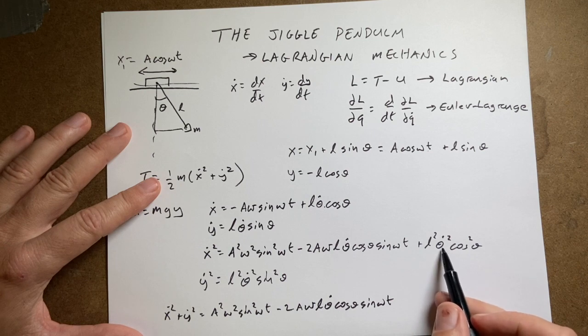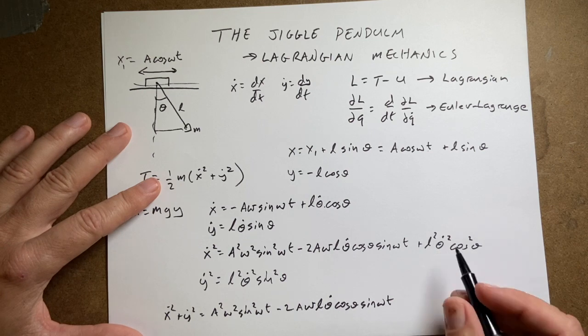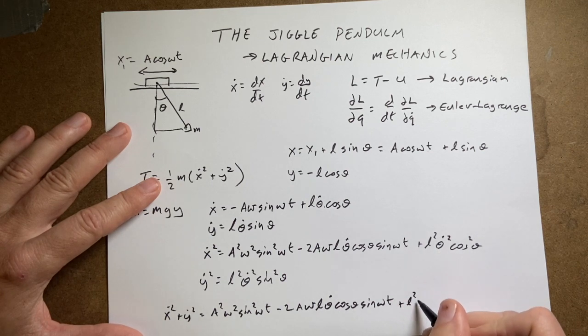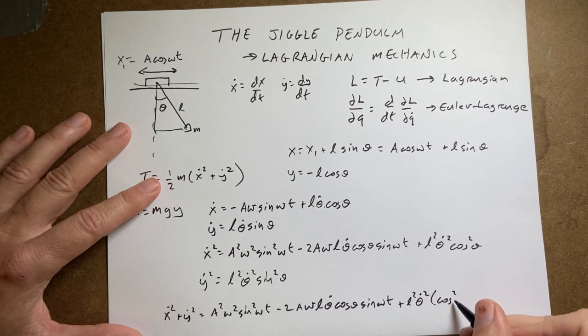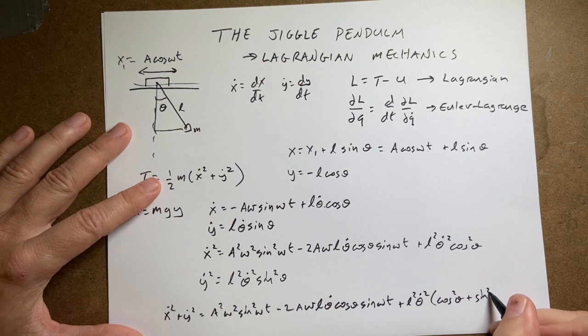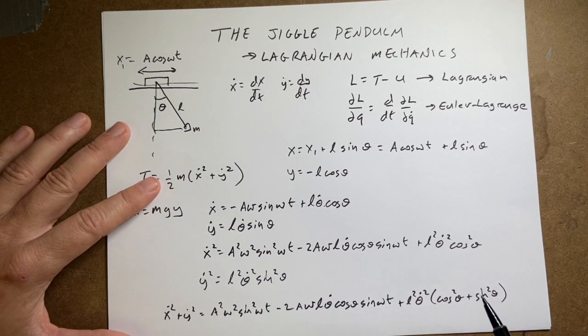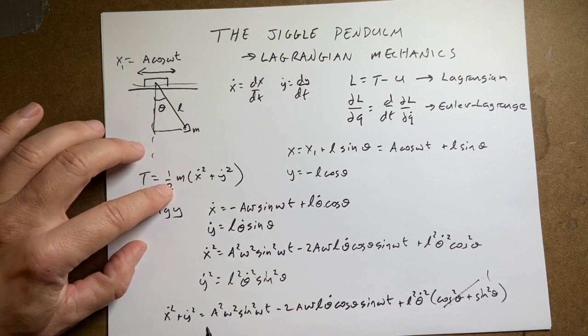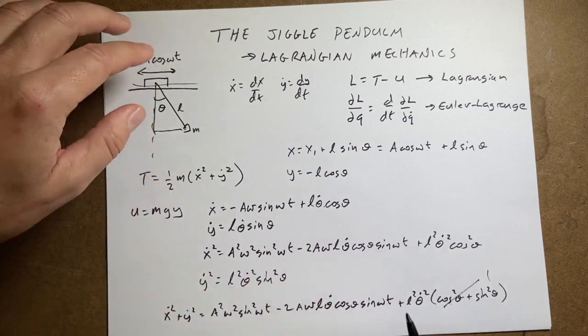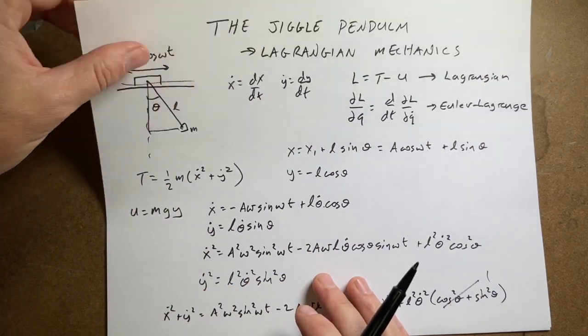And now this term, I'm going to factor out the L squared theta dot squared. So I'm going to say plus L squared theta dot squared times cosine squared theta plus sine squared theta. And you see what's happening there. Cosine squared plus sine squared is 1. So now all I have to do is multiply that by 1/2 m, and I can get my Lagrangian. So let's write down the Lagrangian.